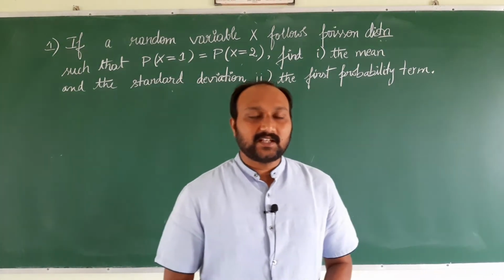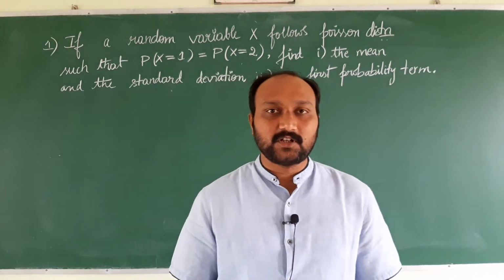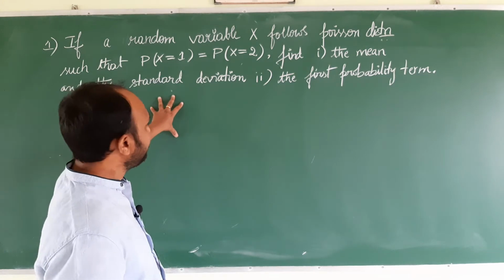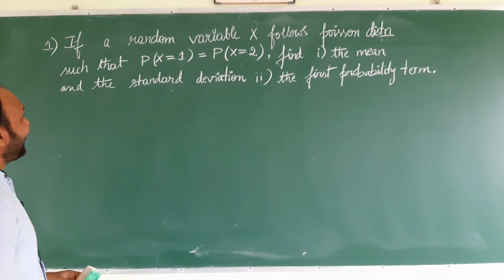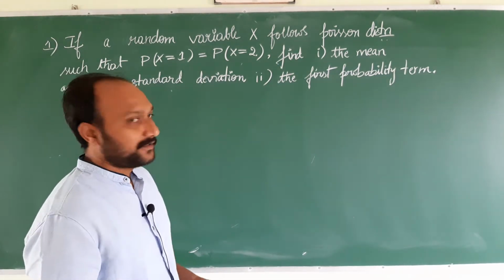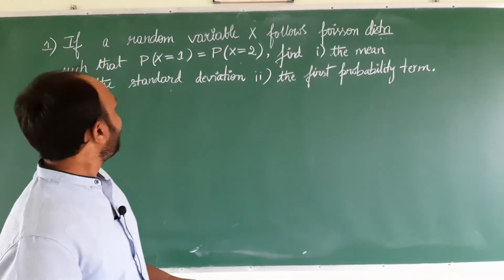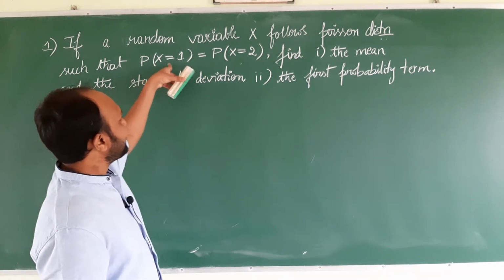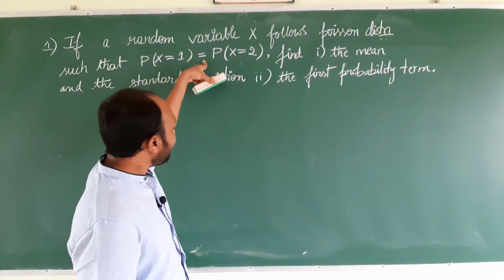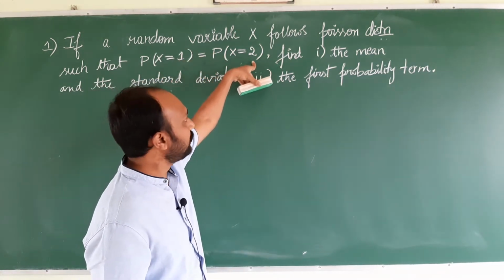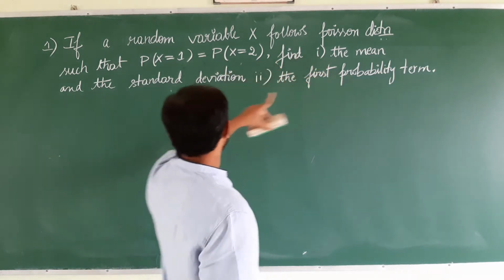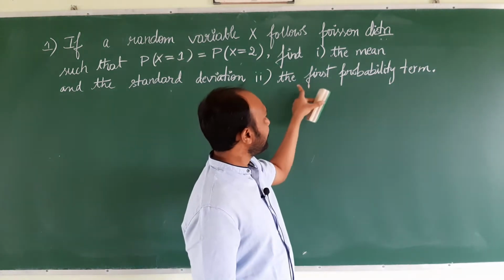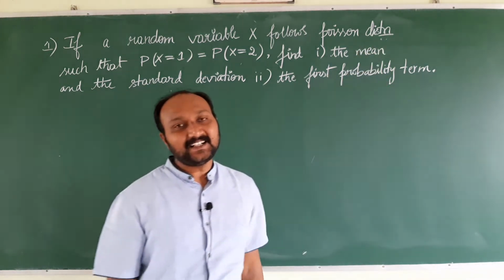Dear students, in this session, let us solve some problems on Poisson distribution. These are just 2 mark questions. Please notice here. If a random variable x follows Poisson distribution such that probability of x is equal to 1 is equal to probability of x is equal to 2, then find the mean and the standard deviation. Second, find the first probability term.